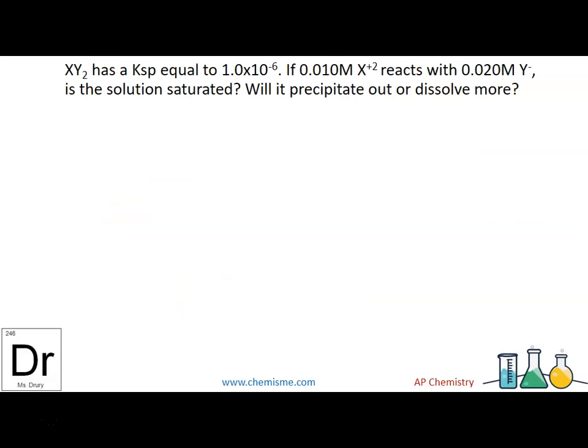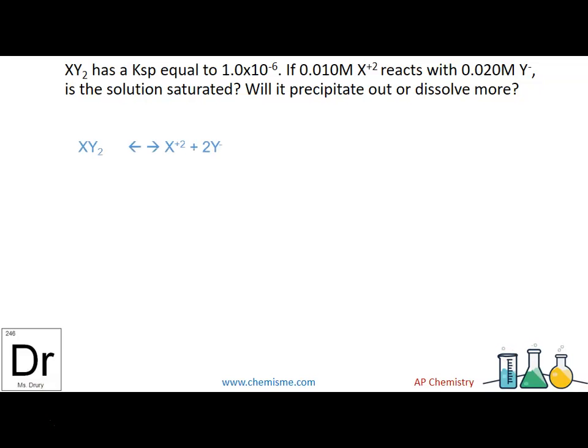So let's try to apply those rules to some calculations. If some unknown substance XY2 has a Ksp equal to 1 times 10 to the minus 6, and they put a random amount of 0.01 molar X+2 and 0.02 molar Y-1, is it saturated, will it precipitate, will it dissolve? So because this is a random amount and I don't really know if that's at equilibrium or not, I'm going to use a Q just the way I would have used a K.